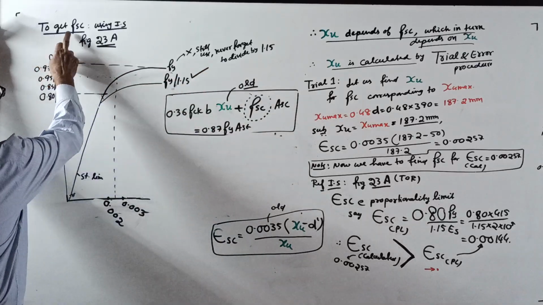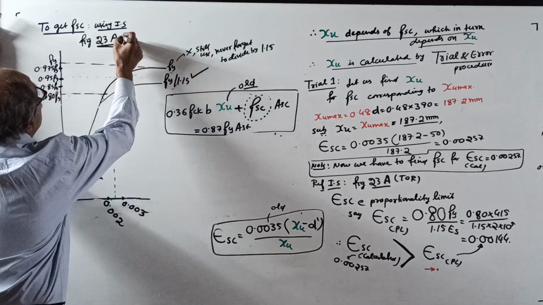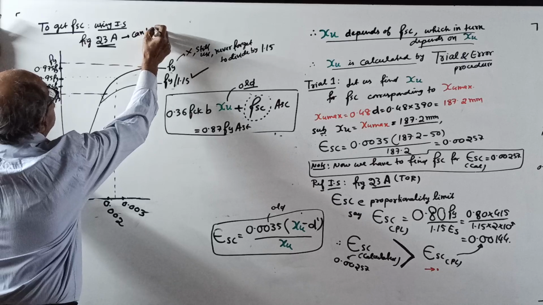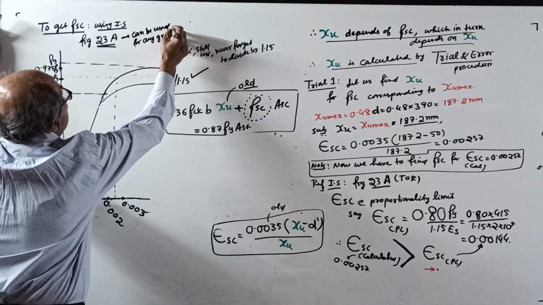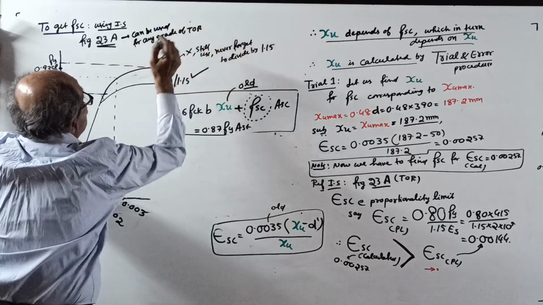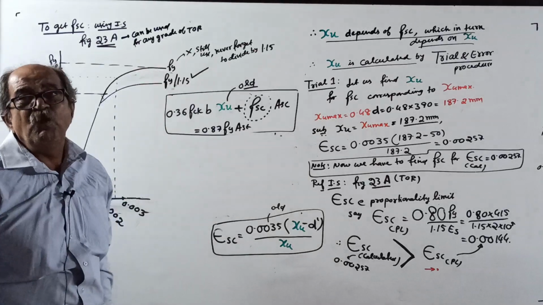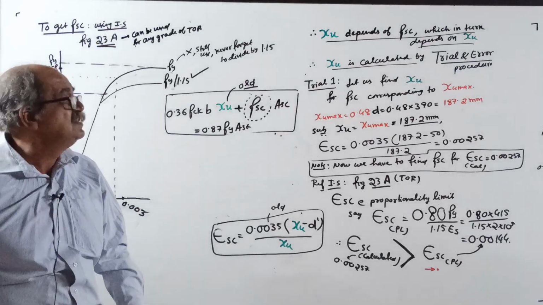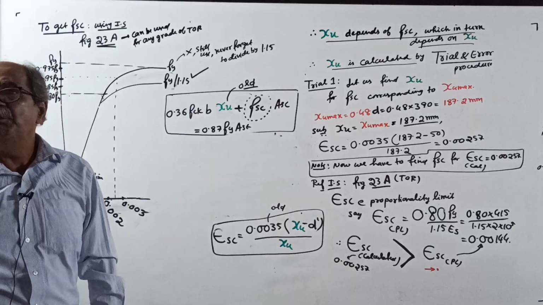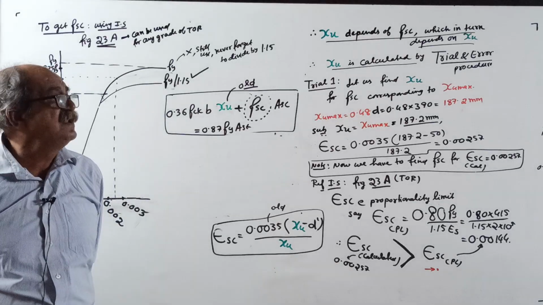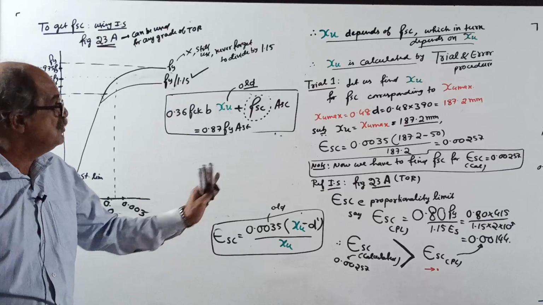Now, to get Fsc using IS code, figure 23A, remember I told you, it can be used for any grade of Tor steel. But make a note, if Tor of Fe415 or 500 is used, you can use SP16, then this struggling is not required. But in some examinations, especially academic examinations, they don't give SP16. So therefore, we will stick to IS code. Later we will see.